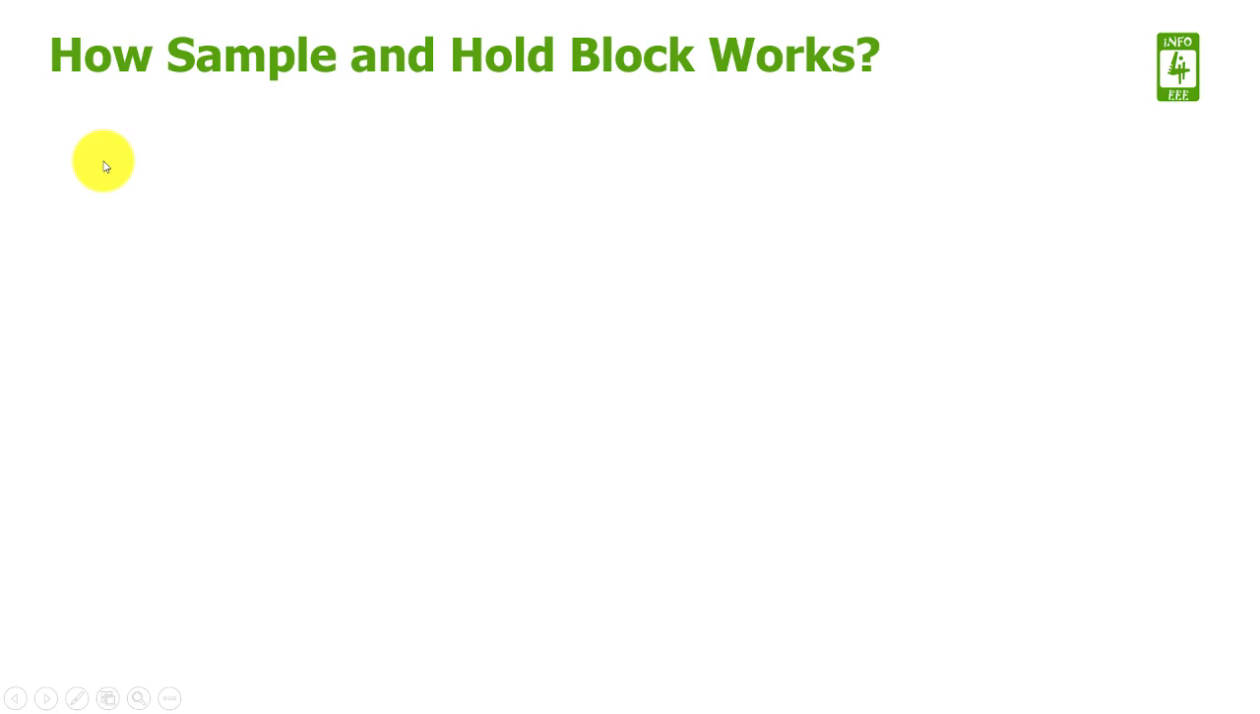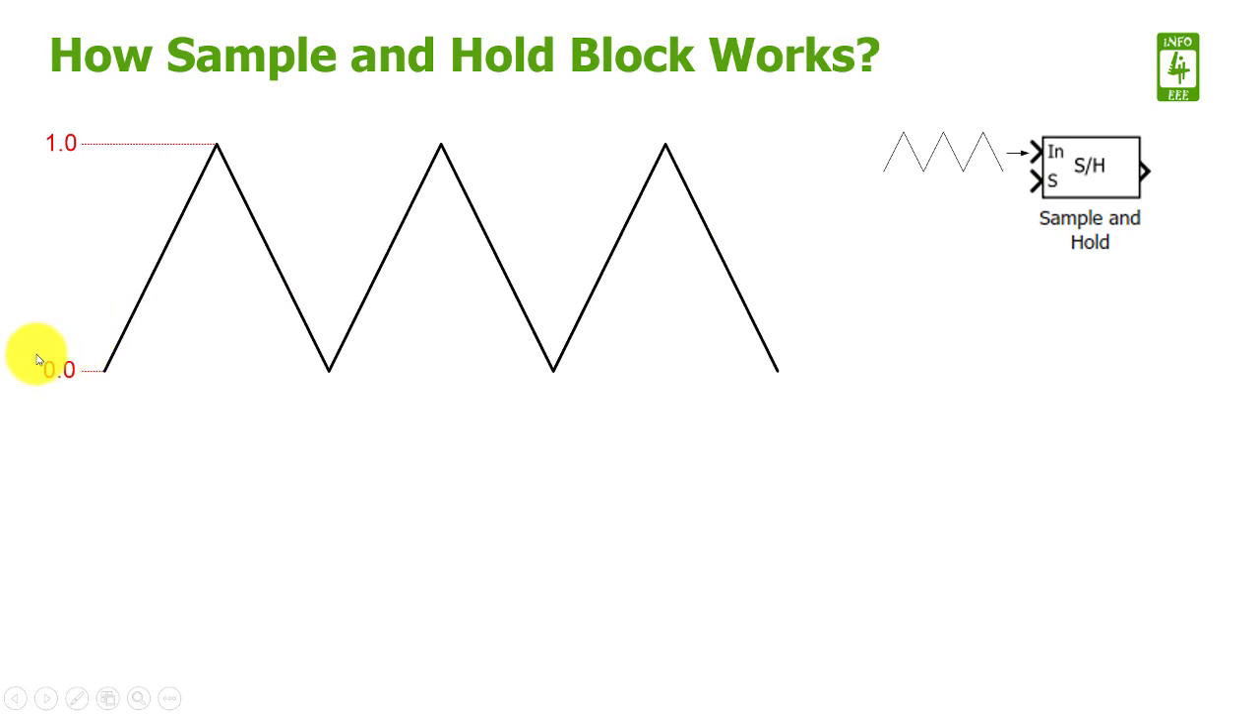First of all, we will discuss how the sample and hold block works. A sample and hold block has two input terminals. The first one is In and the second one is S. Suppose I am taking a triangular signal at the In terminal of the sample and hold block, and suppose this input signal is varying from 0 to 1. I am considering a threshold value of 0.5, and the logic I am considering is that the input should be greater than or equal to the threshold, that is 0.5.